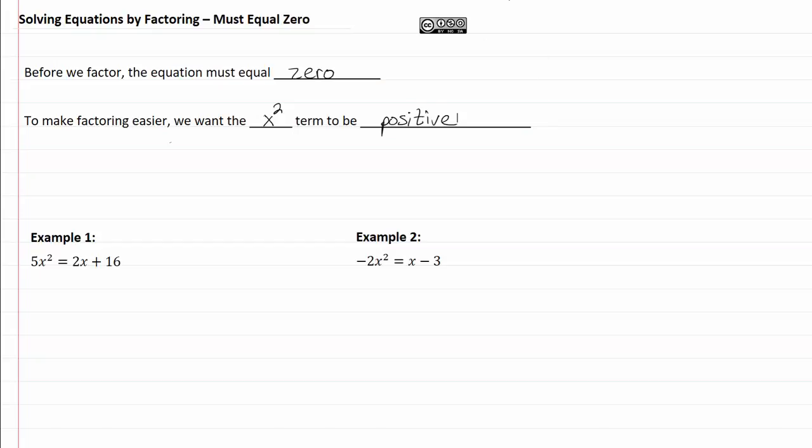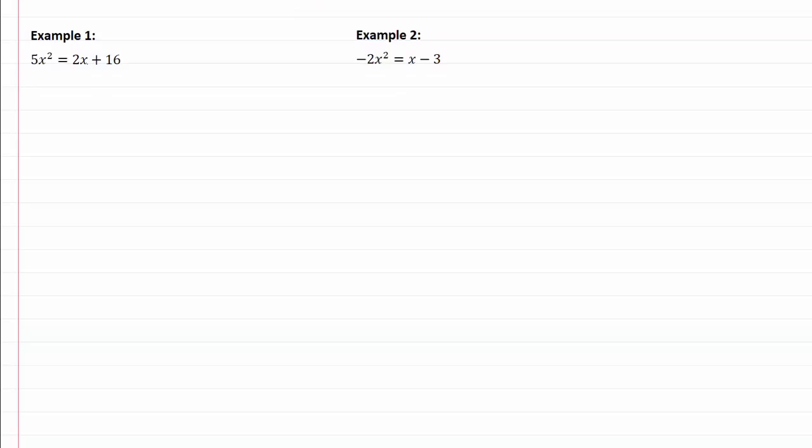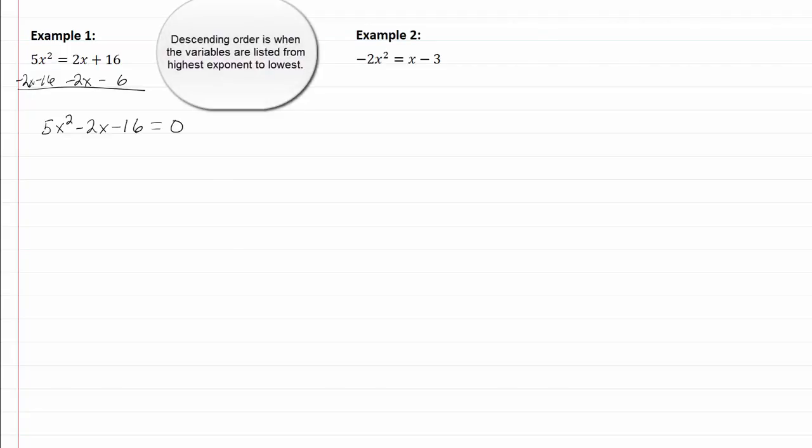So let's take a look at our two examples here. In example 1, notice that the 2x plus 16 are on the right hand side of the equal sign. So we're going to move those over by subtracting 2x and subtracting 16. So I now have 5x squared minus 2x minus 16 equal to 0. Another thing you need to make sure is that when you write these down, they are in descending order.